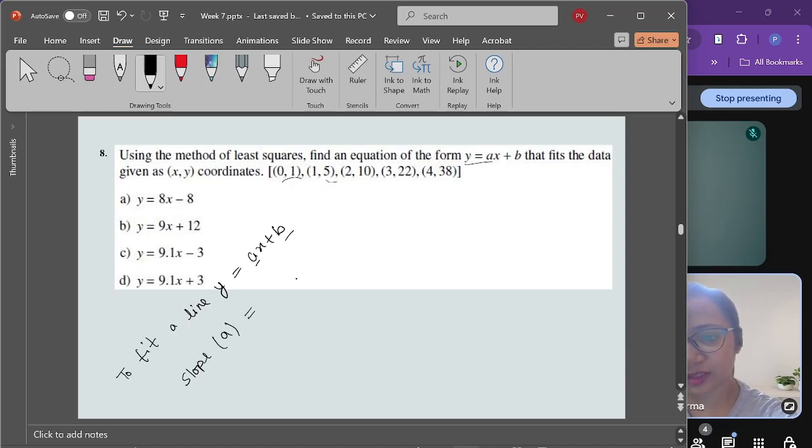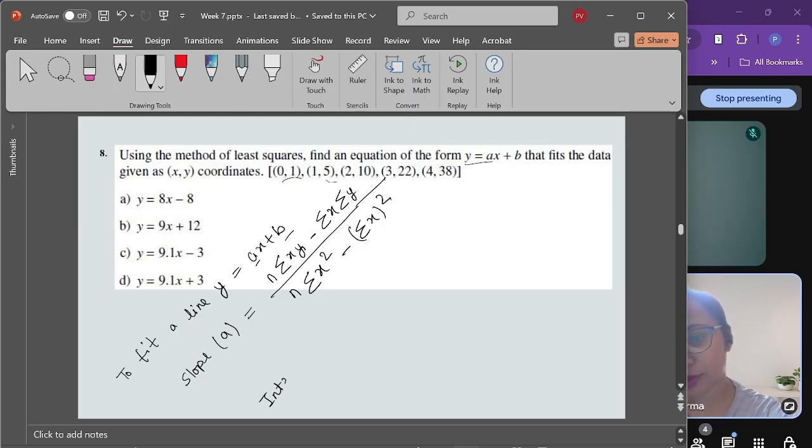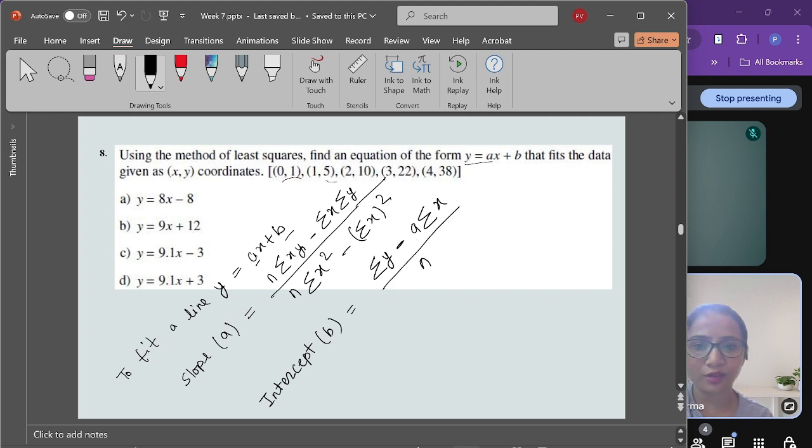slope a, this is the formula: n summation of x into y minus summation of x and summation of y, and in the denominator, n summation of x square minus summation of x whole square. This is a for slope. To determine the intercept, that is b, it is determined by summation of y minus a summation of x divided by n. Here a is the slope. Okay, so this is the formula.